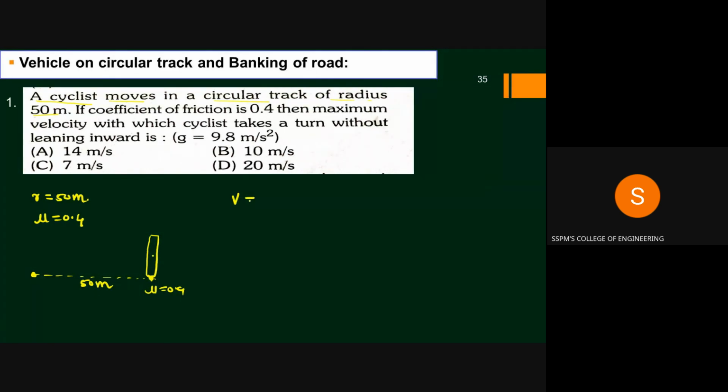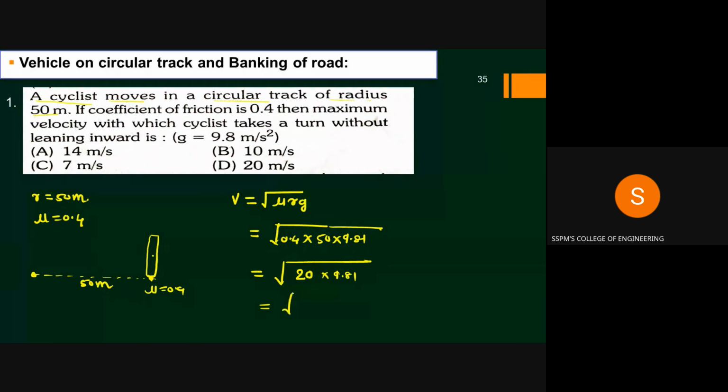So the formula for speed is V is equal to square root of mu R into G. So mu is given, this is 0.4. The radius of the track is 50 meters and the acceleration is 9.81. So if you simplify this, then 50 into 0.4 is 20, into 9.81. Okay, just forget about the 1. So take the value 9.8 into 20. If you multiply this, you will get the answer as 1.96.